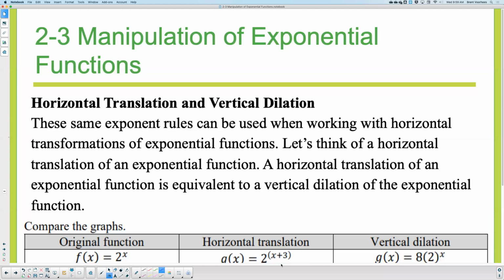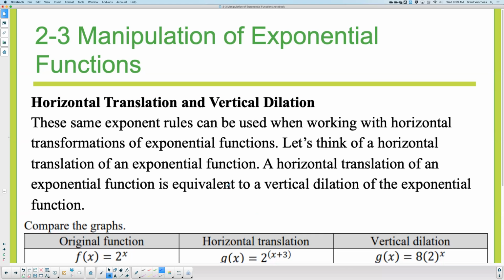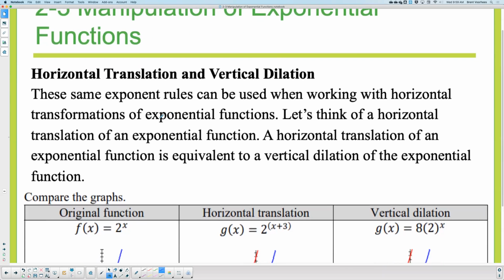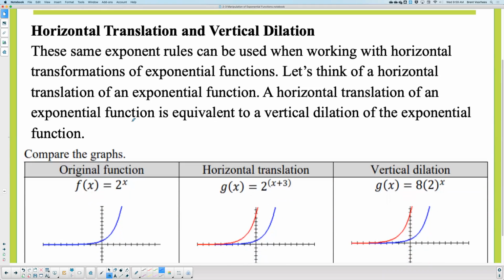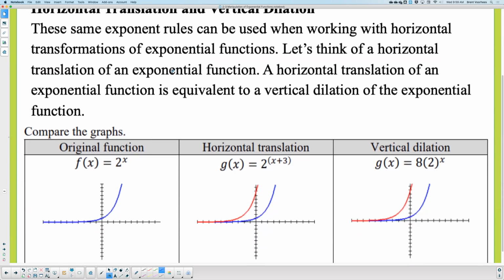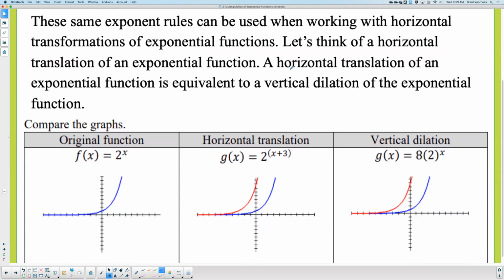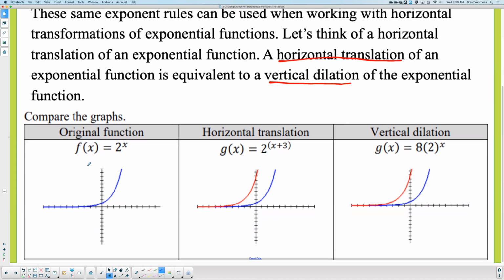All right. So now let's get into the meat of this lesson. A horizontal translation, a vertical dilation. When doing exponentials, these will appear to be exactly the same. Here it says the same exponent rules can be used when working with horizontal transformations of exponential functions. Let's think of a horizontal translation as an exponential function. Horizontal translations, that means we're shifting either left or right, is equivalent to a vertical dilation. So that's what it's saying. A horizontal translation that says shift left and right is the same thing as vertically stretching or shrinking an exponential function.